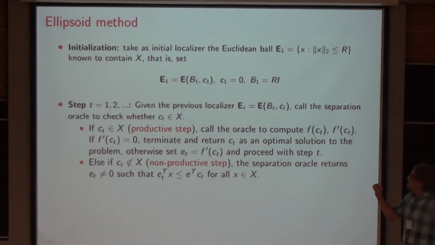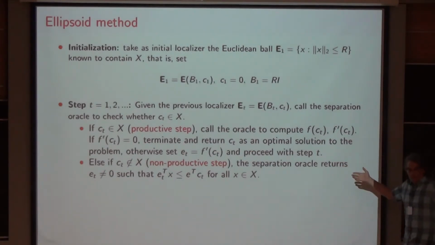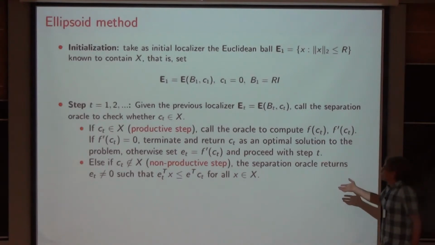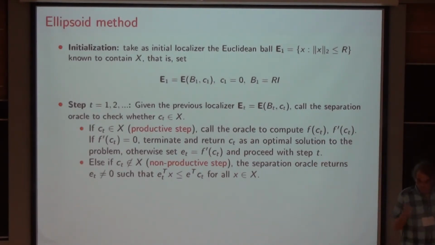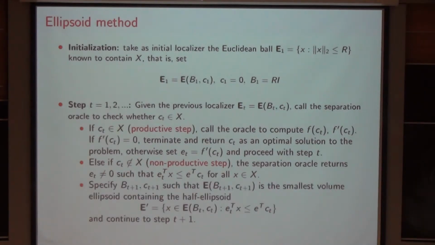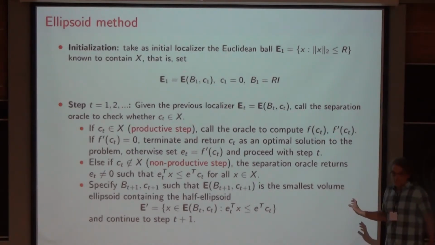In this case, we will say that this step is productive, the iteration is productive, and we will do the cut according to the gradient of the objective. If the center of the ellipsoid is outside of our feasible set, then we'll say that the step is unproductive, and we'll do the cut due to the separator which we have. Then we will cover the half ellipsoid which we obtain with an ellipsoid of the smallest volume. This is just the idea.